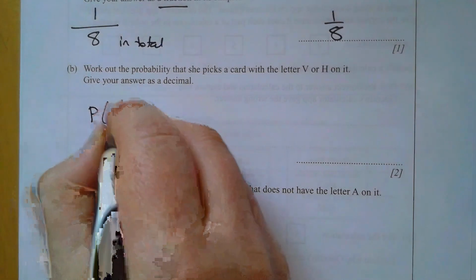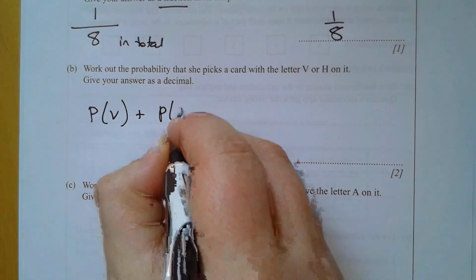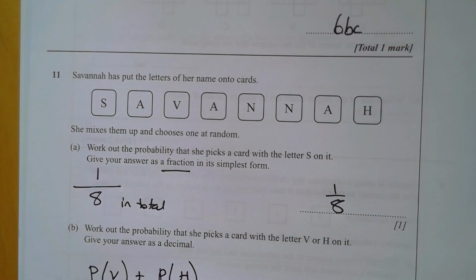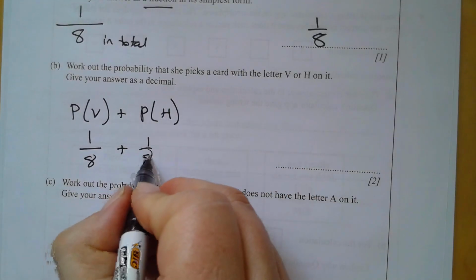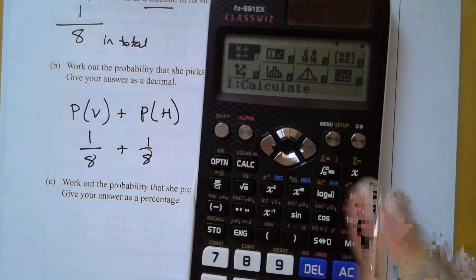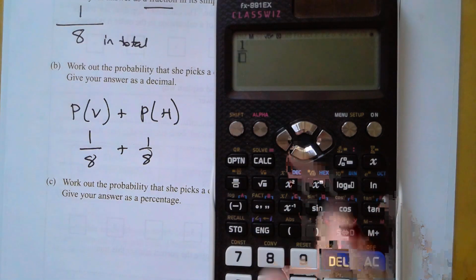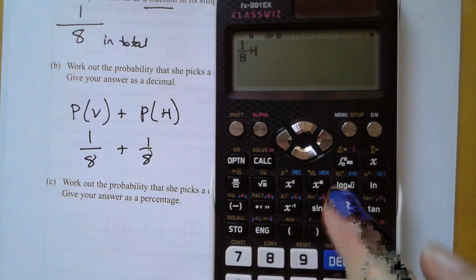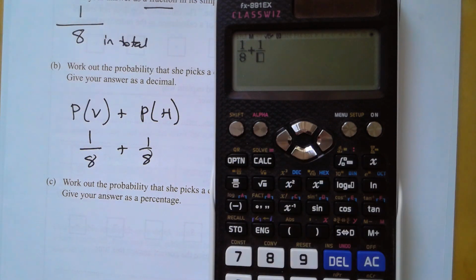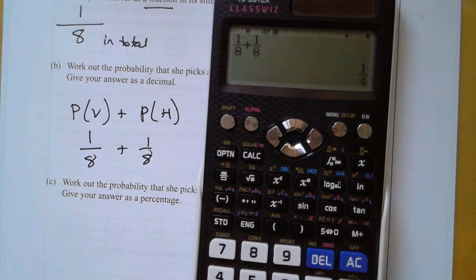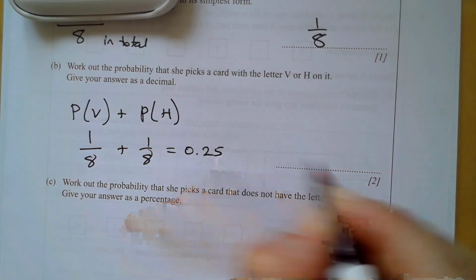Probability she picks a card with a V, and we add that to the probability she picks one with an H. There's 1 V and there's 1 H. We need it as a decimal, so we could put that into our calculator. There's 1/4, but we need a decimal, which is 0.25. And finally, we need a percentage.